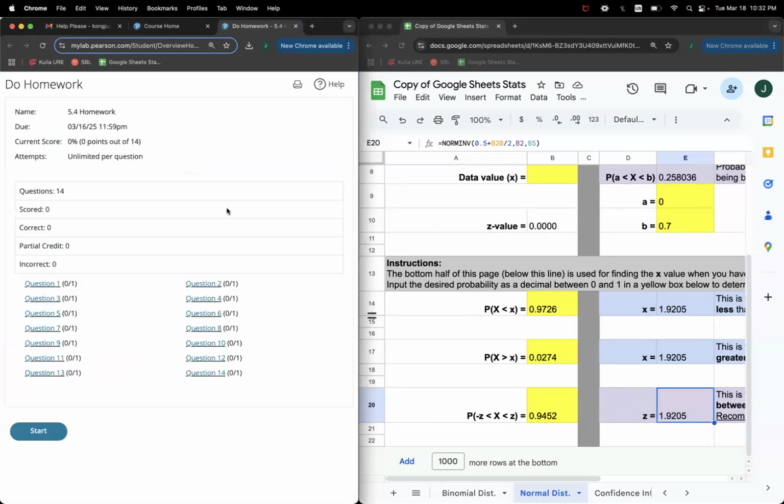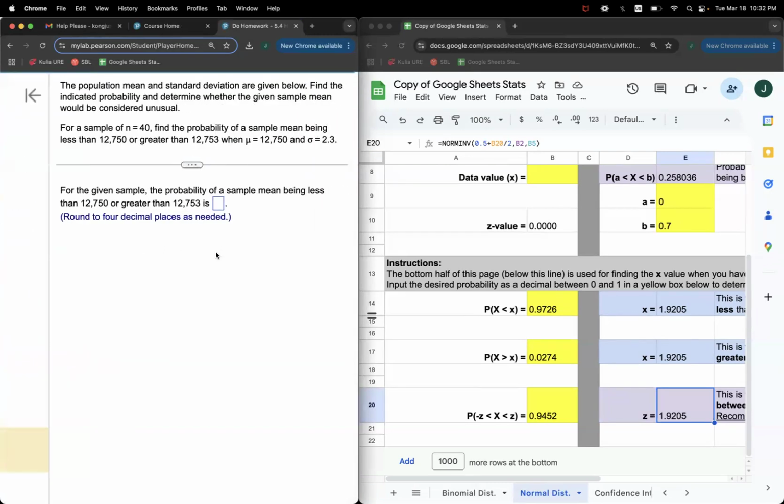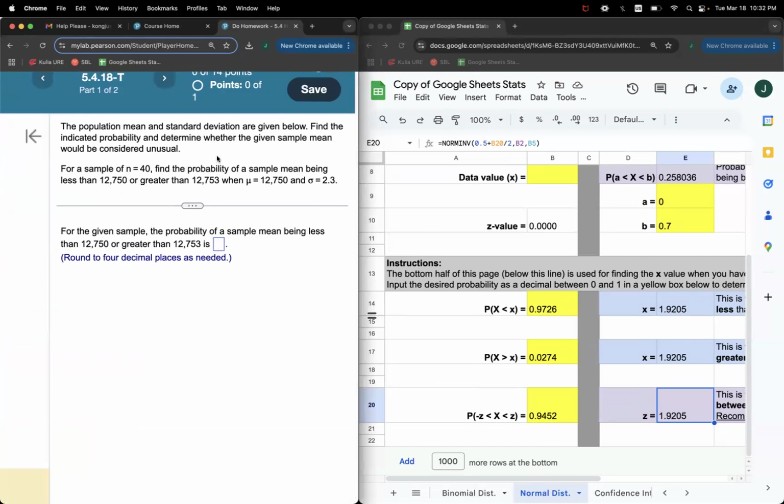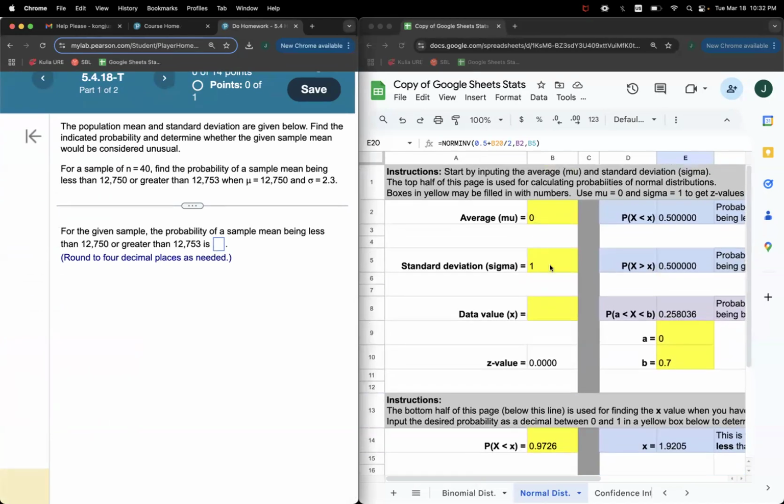And we're asked to do questions 8, 9, and 11 here. So let's start with number 8. All right, so population mean and standard deviation given below. Find the indicated probability to determine whether the given sample mean would be considered unusual.